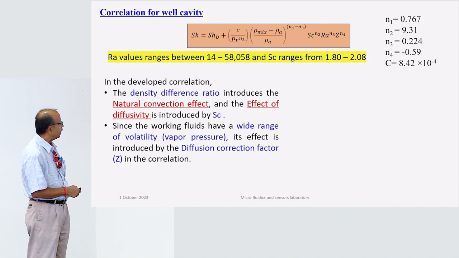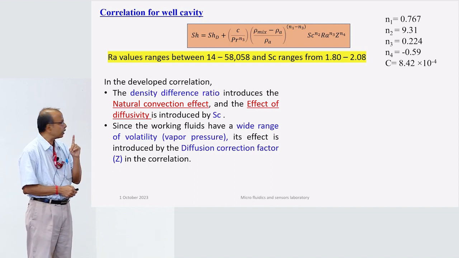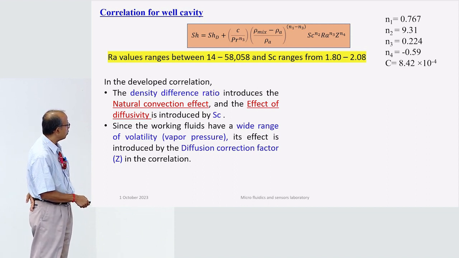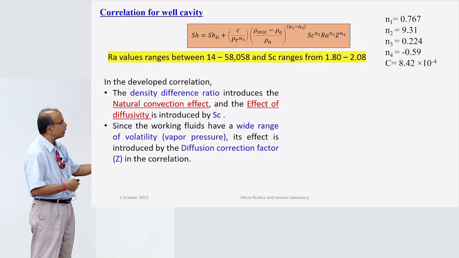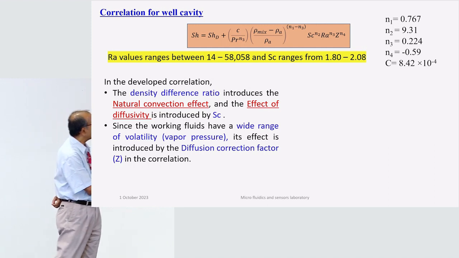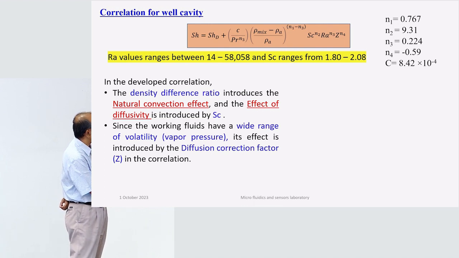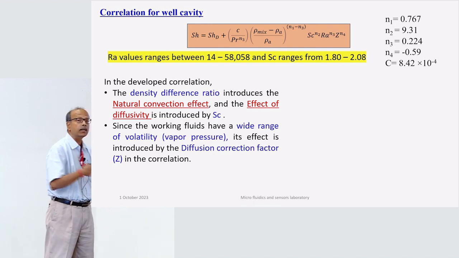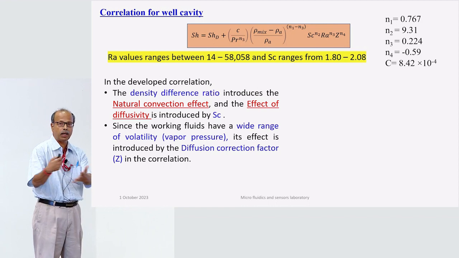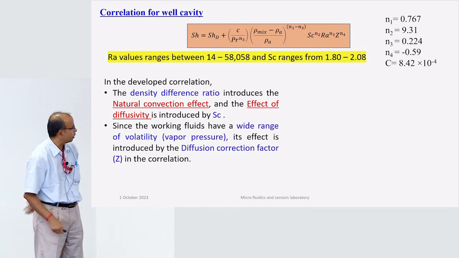and that is the volatility effect. Now we said let us introduce a diffusivity correction factor, which is based on the difference in the vapor pressure. This is the additional term which we introduced in the same available correlation. Just one more term with a power law here.